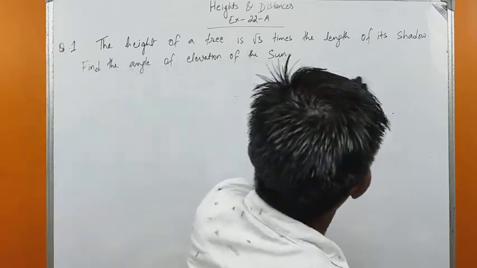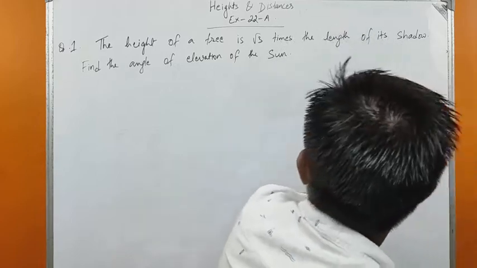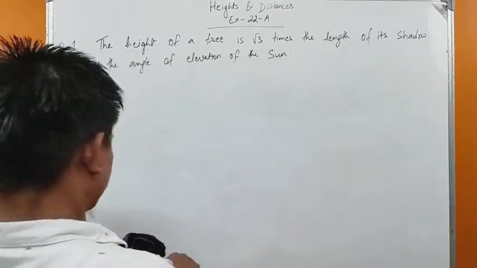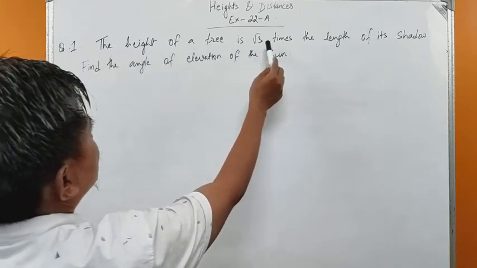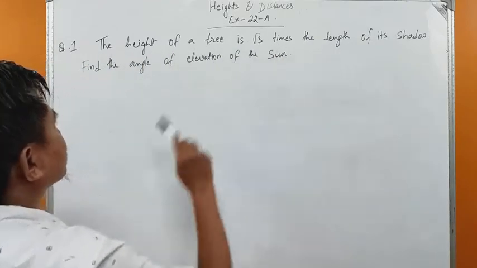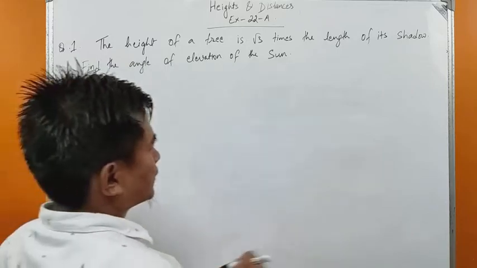So let's do this question. Question number 1. The height of a tree is √3 times the length of its shadow. Find the angle of elevation of the sun.